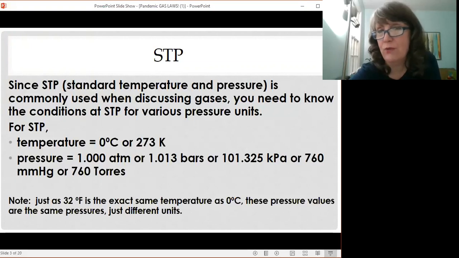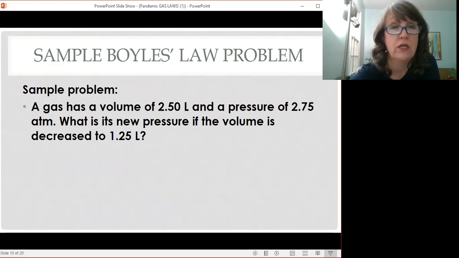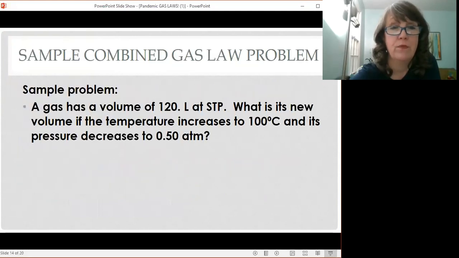kilopascals. How do you know which one to use? Well, you look at your problem to see what unit is being used. So in this problem, we are using atmospheres. So for our initial pressure, we're going to want to use 1 atmosphere.